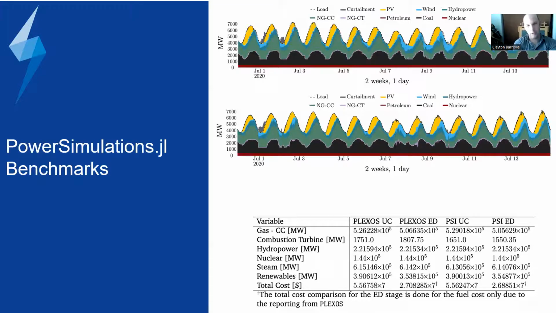We're getting between about 2 to 7 times acceleration over the same model in Plexus, and that depends a lot on a number of things. So I won't present any rigorous computational performance comparisons.